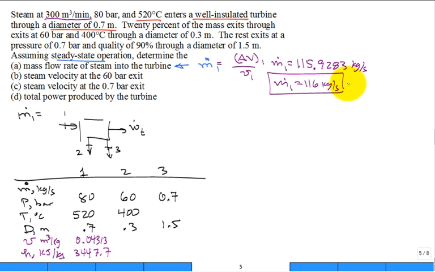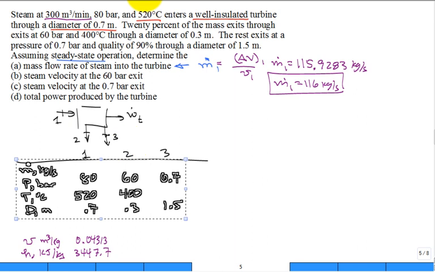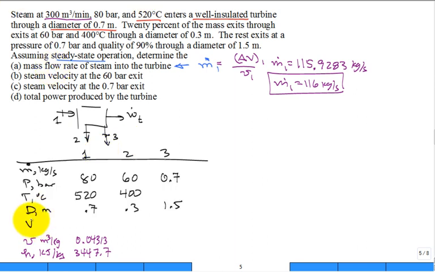Part B. What is the steam velocity at the 60 bar exit? Probably the best thing to do is, I didn't leave enough room here, I need to get the velocity at all 3 states. Let me try and tuck this up a little bit. Okay, so we can calculate V in meters per second. We can calculate the velocity at state 1. How would you calculate the velocity at state 1?